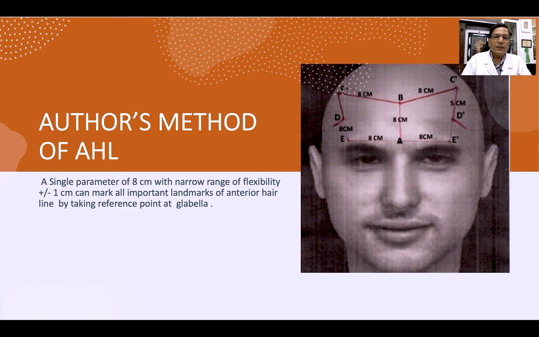for men. A single parameter of 8 centimeters, with a narrow range of flexibility of plus or minus 1 centimeter, can mark all the important landmarks of the anterior hairline by taking a reference point at the glabella. This is the glabella, this is the mid-frontal point, this is the frontotemporal point, and this is the temporal peak point. So these are the three important landmarks which are needed to make the anterior hairline.